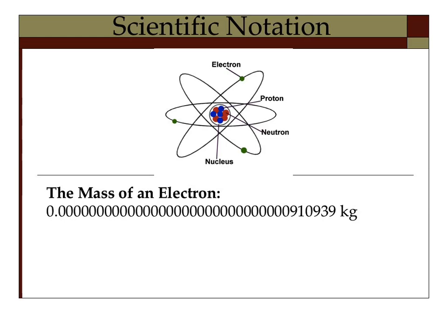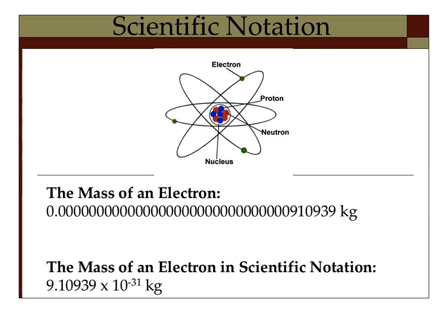So this exact same number written in scientific notation is 9.10939 times 10 to the negative 31 kilograms. It's a little math problem that follows the same format, which when you punch it into a calculator, you actually get that number. So it's trying to shorten this big number down, make it a little more accurate, a little easier to work with. Okay? That's scientific notation.